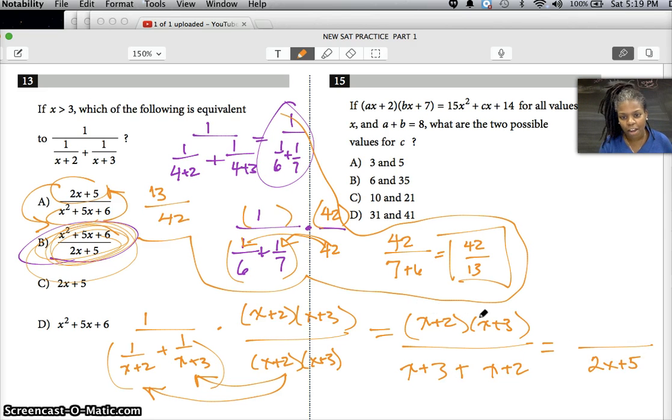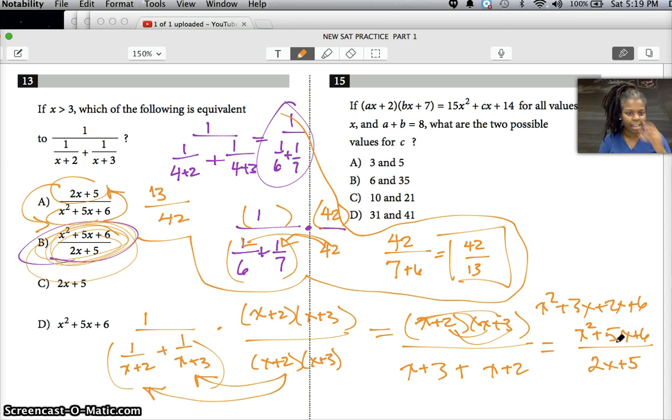If I join like terms, I get 2x plus 5. And up top, if I rock a FOIL method, right? Well, not really FOIL method. Yeah, it is FOIL method, or the extended distributive property. Boom, boom. I'm going to get x squared plus 3x. Boom, boom. Plus 2x plus 6. And bada bing, bada boom, I get that.